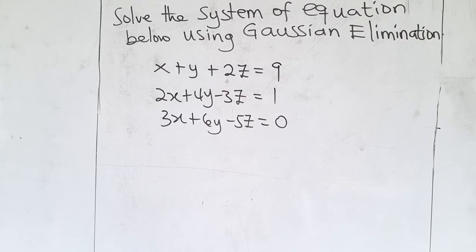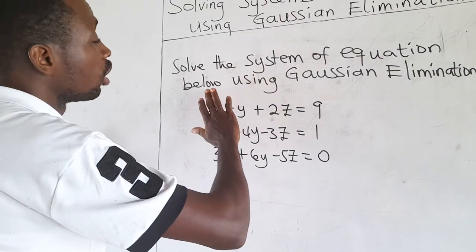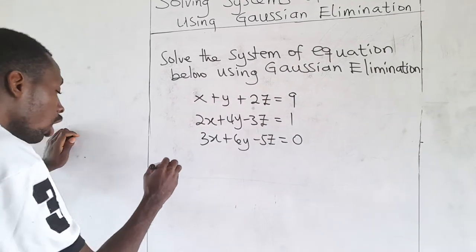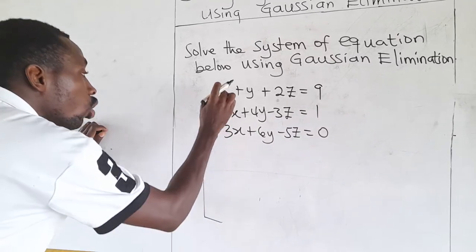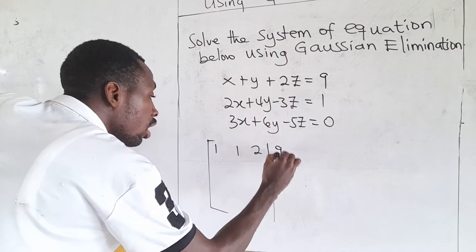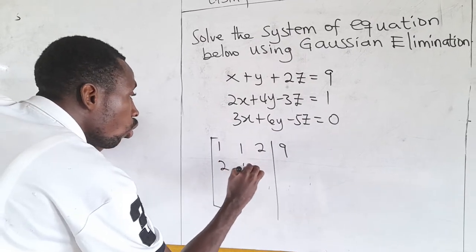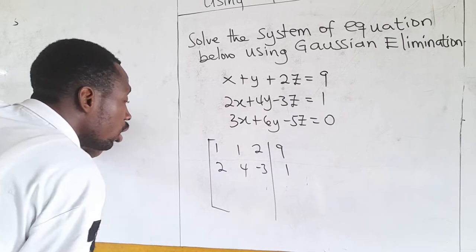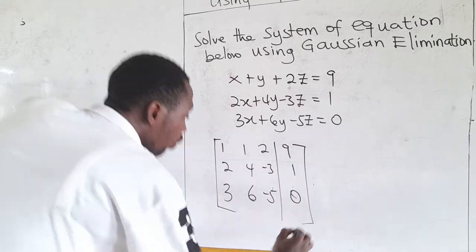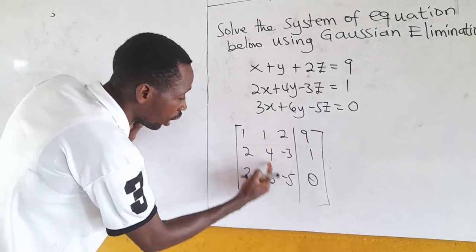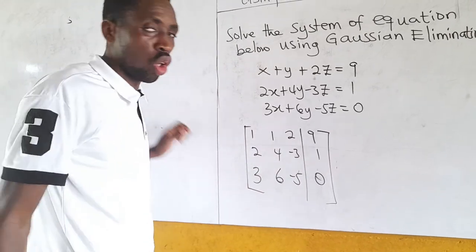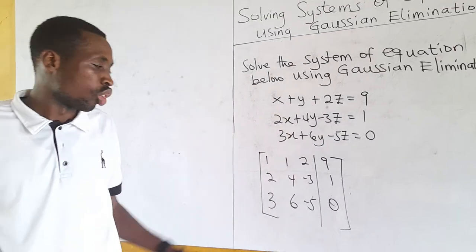So the next one is solve the system of equations below using Gaussian elimination. So we need to write the system into an augmented matrix. So remember the coefficients here are 1, 1, 2, then the 9. Then 2, 4, negative 3, then 1. Then 3, 6, negative 5, and 0. What next? You make all the entries below the diagonal 0 and all the entries in the principal diagonal 1. Then you back solve. It's a very interesting thing. So now let's see how we do that.